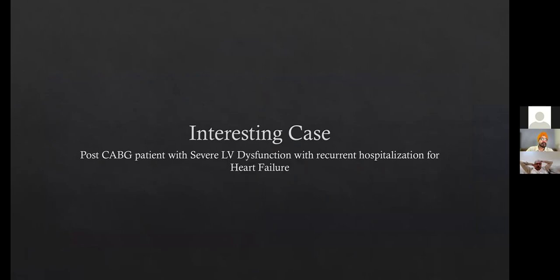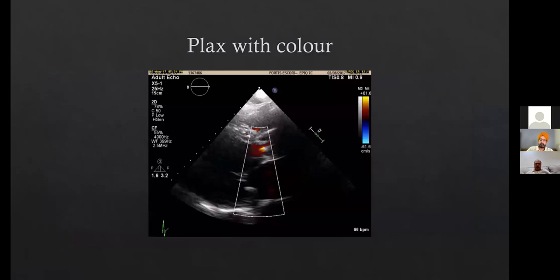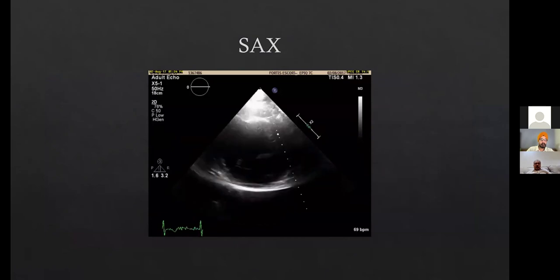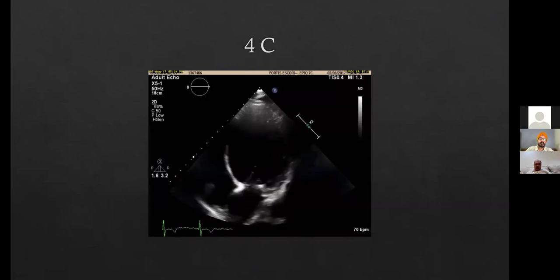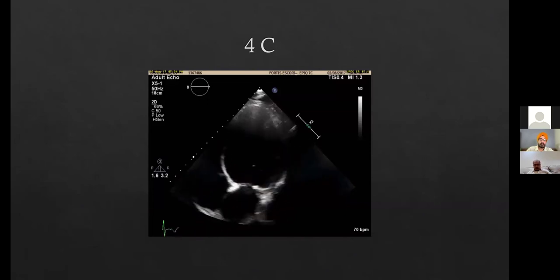One more interesting case, post-CABG patient with severe LV dysfunction with recurrent hospitalization for heart failure. So clearly this is a poor LV. There is an aortic regurgitation, which is nothing dramatic. Short axis is consistently and clearly a very poor LV. Now what do you do? This is a 4-chamber view, globular heart, poor LV, global hypokinesia, nothing dramatic, more than 20% ejection fraction. I mean, if you are liberal, you will have 25% ejection fraction.